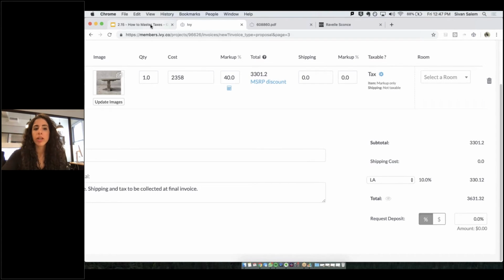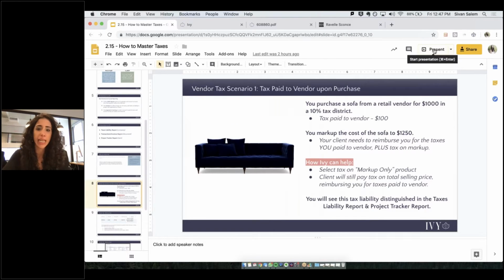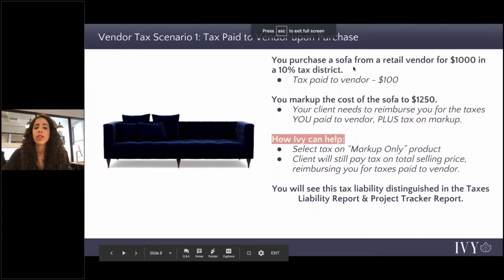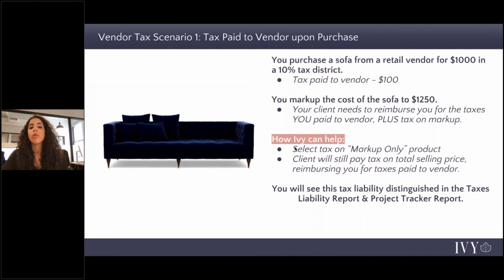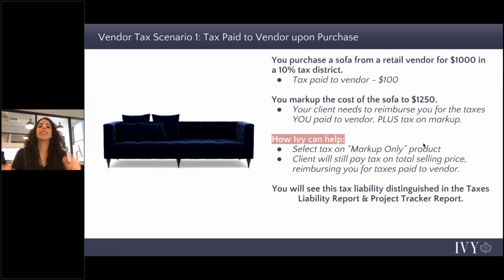Okay? So just to kind of bring this back over here to clearly give it in easy numbers, you purchased the sofa, you paid $100, you mark up the sofa to $1,250, you would simply select markup only on the product, and the client is still paying the total tax on the total selling price, but we are identifying what has been paid to the vendor already and what is additional that the client is paying. Okay?